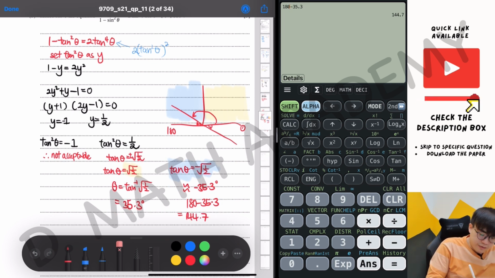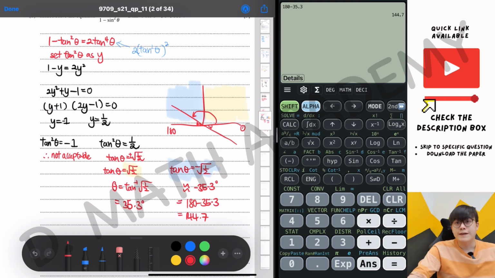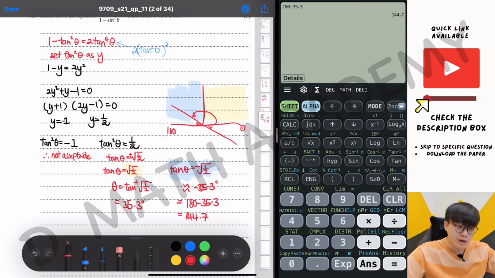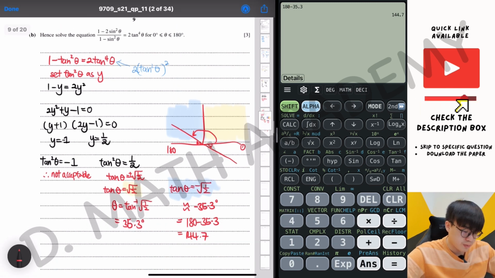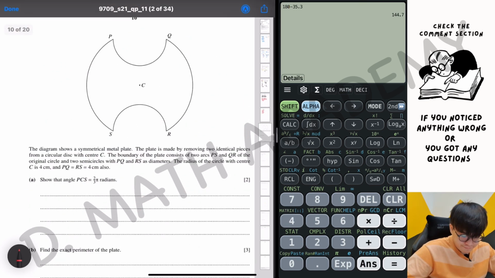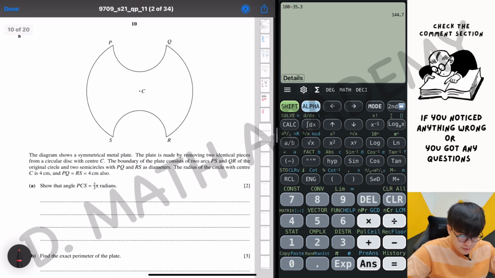144.7 as your final answer here. So these two will be your final results. Okay, so that's how you trace the answer for this type of trigonometry question. Moving on, we have another question that goes by radian.